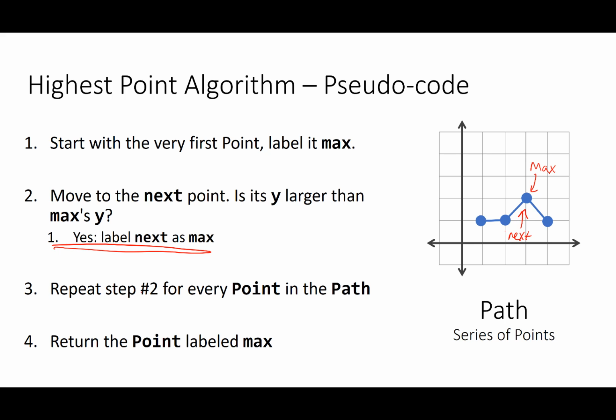All right, we're done with that. We need to keep going. Repeat step 2 for every point in this path. So we move on once more. We ask, is this point's y value greater than max's? The answer is no. We've now looked at every single point in our path, and max is the highest point in this path, so we're going to return it. This is the algorithm behind how we'll find the highest point in a series of points in our path.